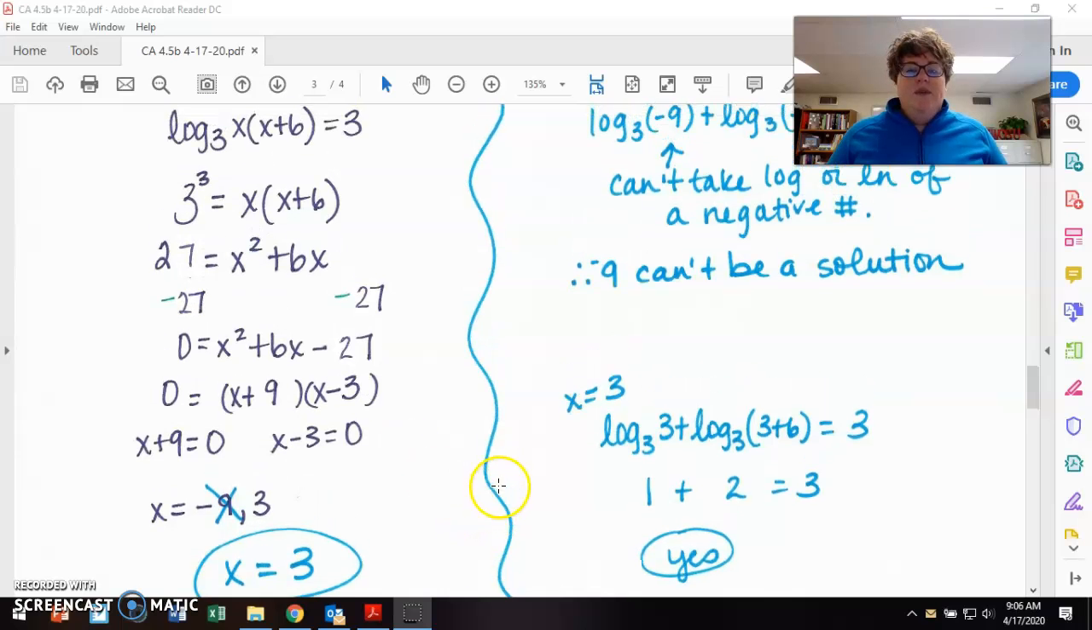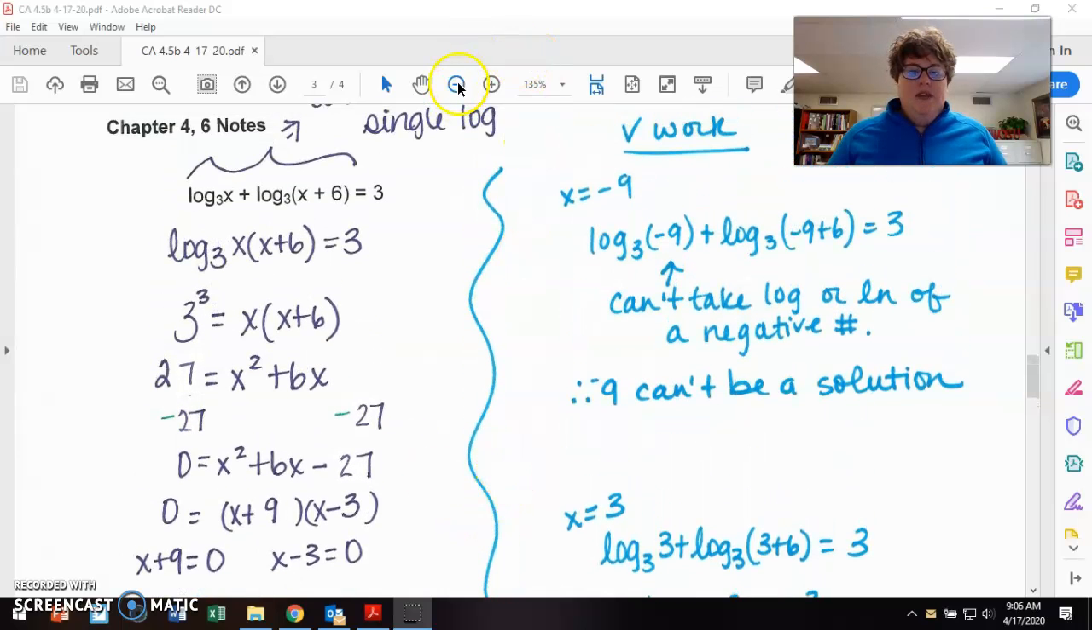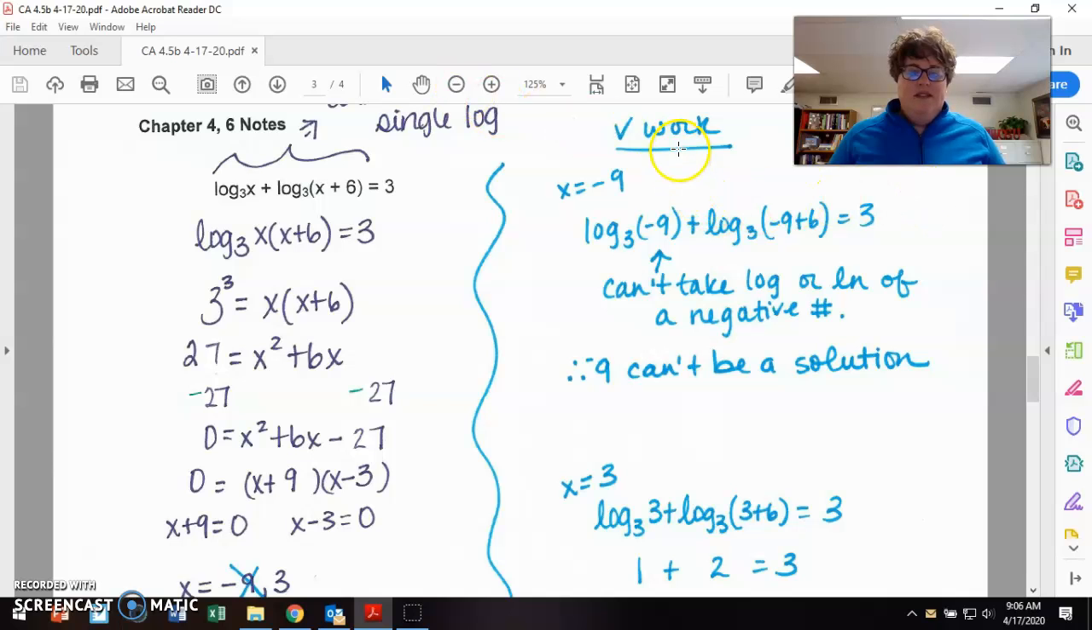On the right-hand side is the check work. So plugging -9 in. Remember, when we first started talking about logs, one of the things I said was you can't take the log or the natural log of a negative number. If you try to take the log of a negative number in your calculator, you should get an error. So that tells you something. Because this is a negative number, that means -9 cannot be a solution.